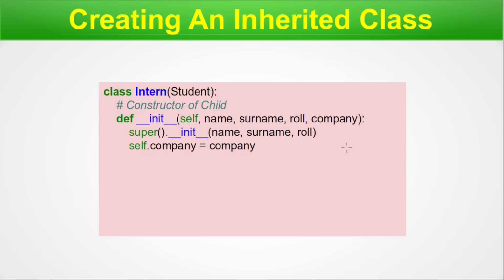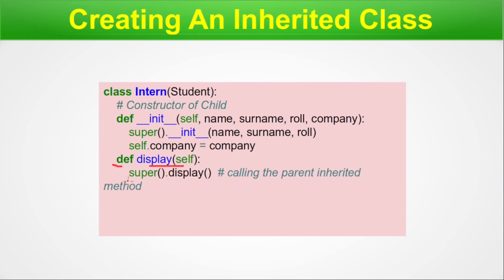You don't have to write it down, you can just download it. So here, def display then self. You can see the super.display calling the parent inherited method. Again, we are using the super attribute here to call the display which was defined earlier in the previous class or the parent class. Okay. We are directly calling that one using the super.